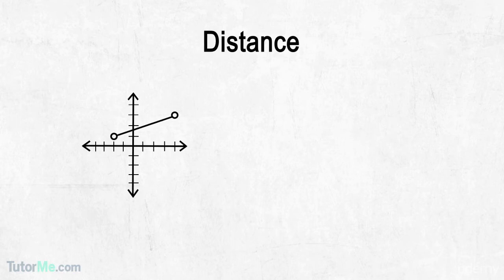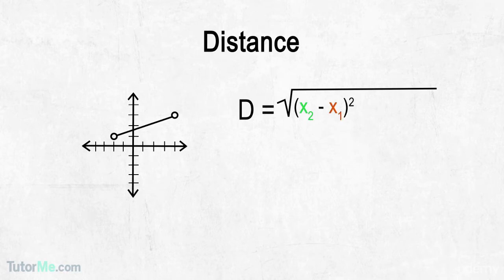It's calculated using the formula the square root of x2 minus x1 squared plus y2 minus y1 squared. Let's take a look at an example. Calculate the distance of a line with the endpoints -2, 1, and 4, 3. So let's plug these points into our formula and see what happens.